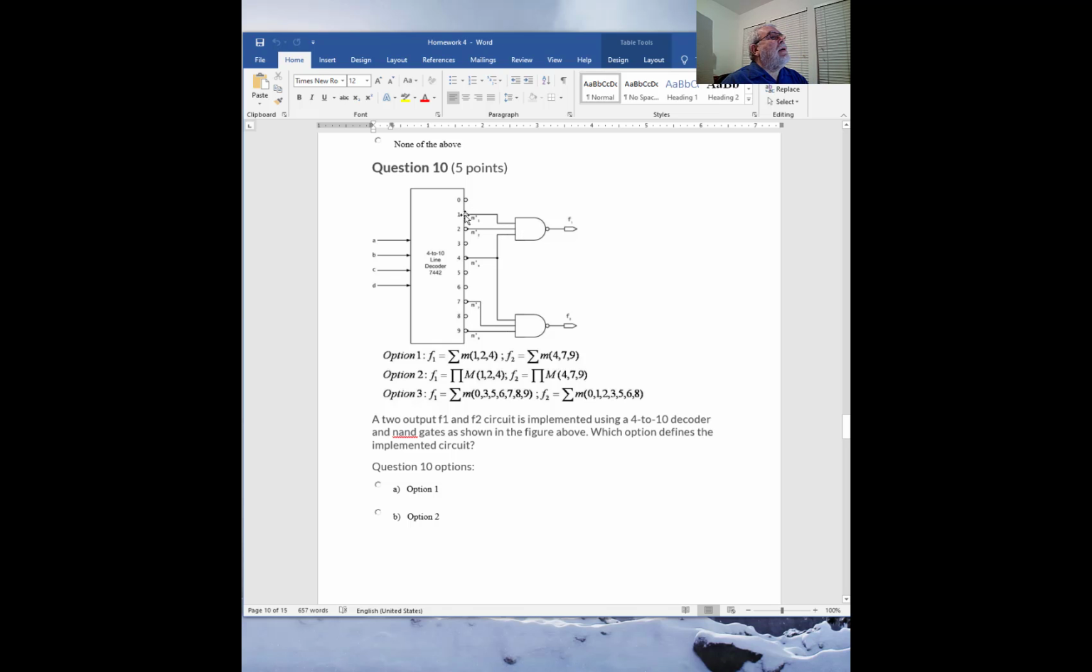So see that we have M1 not going in, M2 not going in, and M4 not going in. When we go to a NAND gate, this is exactly as if I am eliminating the inversion here, and then this is converted into an OR. So this is the minterm expression, and it's given as 1, 2, 4 in this case, which is this, and the other one is 4, 7, and 9. So this is the answer, option 1. I think we have worked that before, right? Okay.